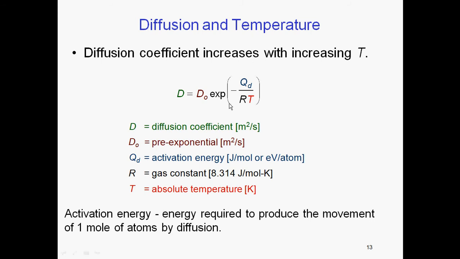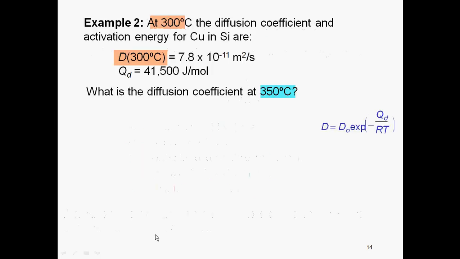Now this diffusivity or diffusion coefficient is a function of temperature, given by an exponential relation, D equals D0 exponential of minus Qd by RT, where Qd is called the activation energy and T is the absolute temperature. Activation energy is the energy required to produce the movement of 1 mole of atoms by diffusion.